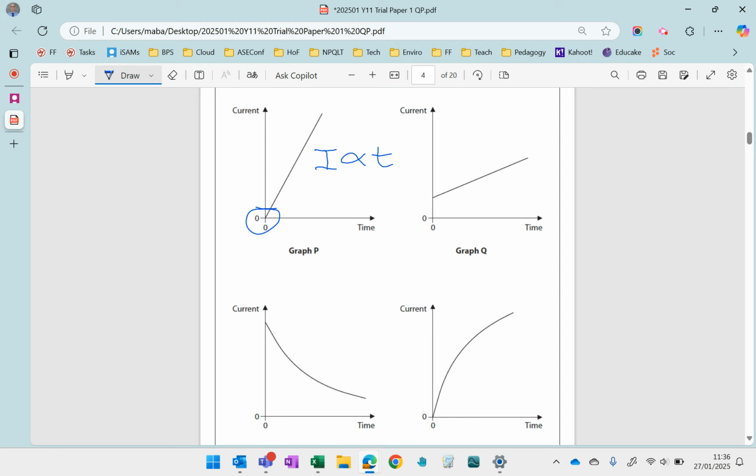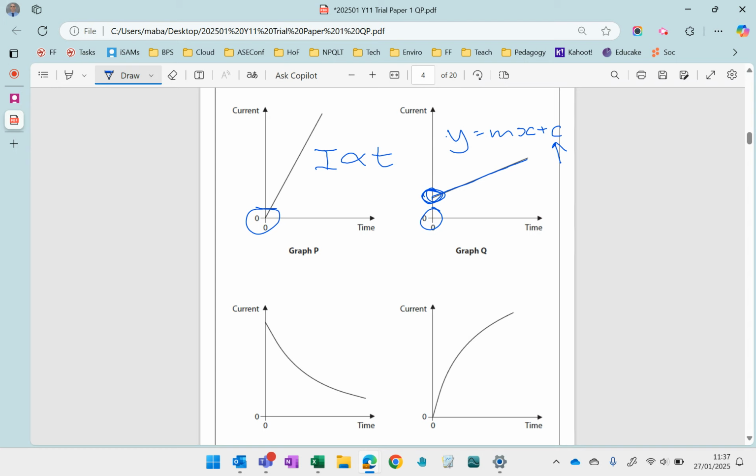So for example, graph Q is not directly proportional. Why? Because it doesn't pass through the origin. So it's linear because it's a straight line. If you're in a maths lesson, you'd want to write down y equals mx plus c for this one, which is the equation of a straight line. But because c is non-zero, it does have an intercept here. That means that it's not directly proportional. So the best match for this one is current has a linear relationship to time, but it's not directly proportional.